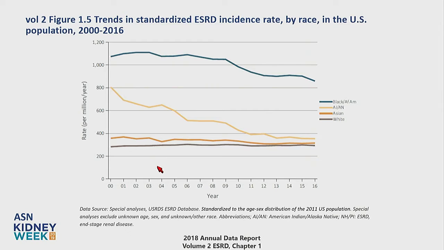And so looking at ESRD specifically, we see that there are also disparities in the incidence of ESRD. Looking again over time, we see African Americans in this top green line have consistently higher rates of incident ESRD compared to other racial groups in this country, whites being in this line, Asians, and then American Indians in the yellow line. So persistent disparities over a period of greater than a decade.